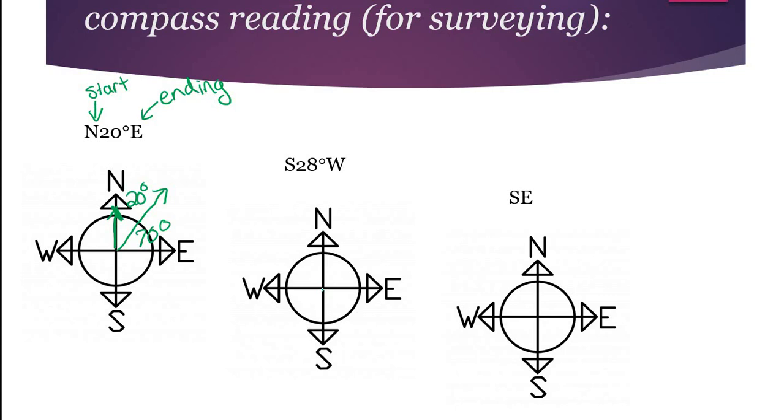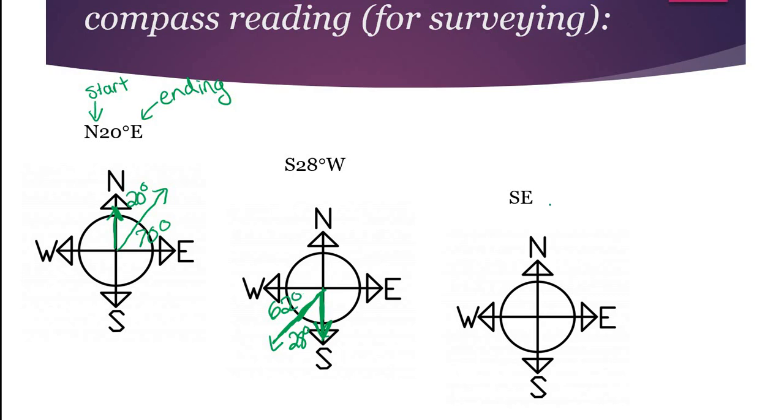All right, south 28 degrees west, we're starting at south and going 28 degrees west. So again, if we wanted to be complete, we could fill this in. To get to 90, that would be 62 degrees.